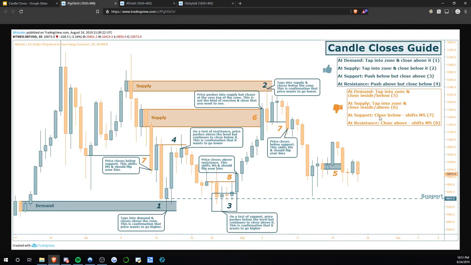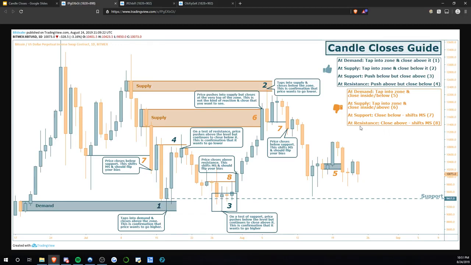So at support, you don't want to see a close below. That will shift market structure to bearish market structure. So we have number 7 here. We have this low, this lowest close here. Price comes and closes below it. Price closes below support. This shifts market structure and should flip your bias. So you should be bearish now that you have a lower low. Lows are getting broken, so you want to look for shorts. So what does price do? It comes back up, rallies, and then goes lower.